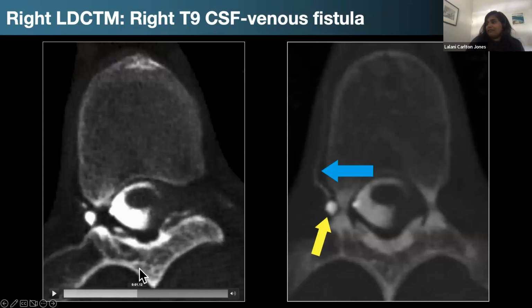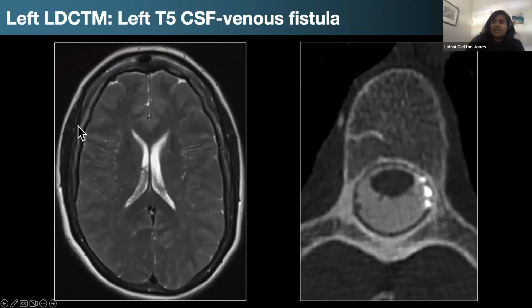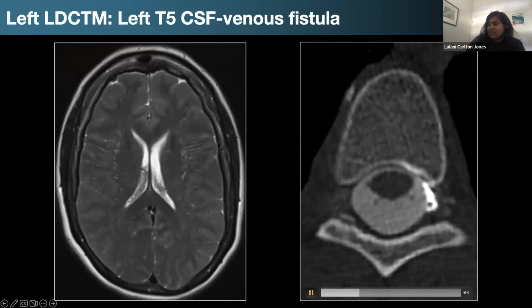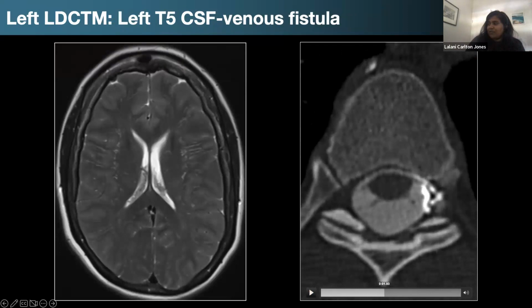Here's another example. This patient presented with chronic headaches. We see that layer cake calvarial hyperostosis Dan was talking about. This time, what you can see is that she has an abnormal network of veins around this diverticulum on the left at T5. And you can see there's all these irregular squiggles that fill with contrast. And then you see some drainage that drains into the internal epidural venous plexus here.